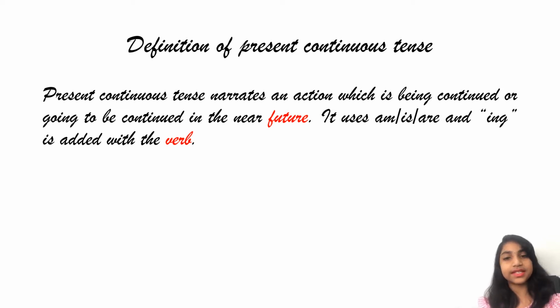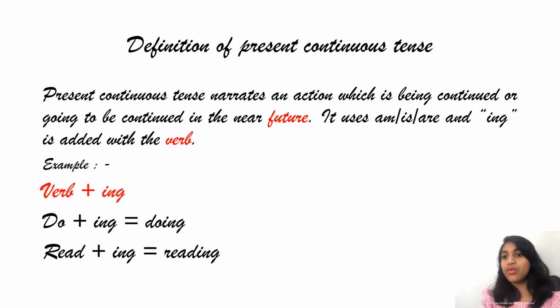Present continuous tense narrates an action which is being continued or going to be continued in the near future. It uses am, is, are, and ing is added to the verb. Now let's see some examples. Verb plus ing. Do, which is a verb, plus ing, which is the helping verb of present continuous tense. So we'll get the word doing.